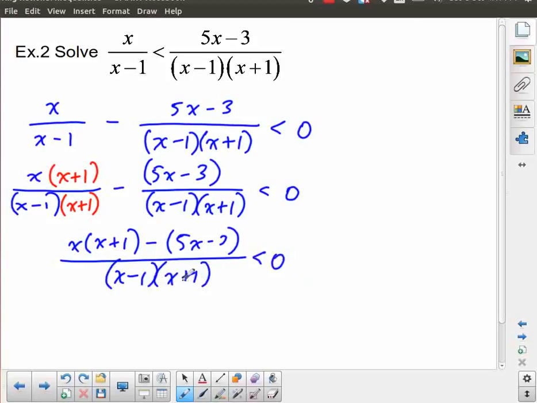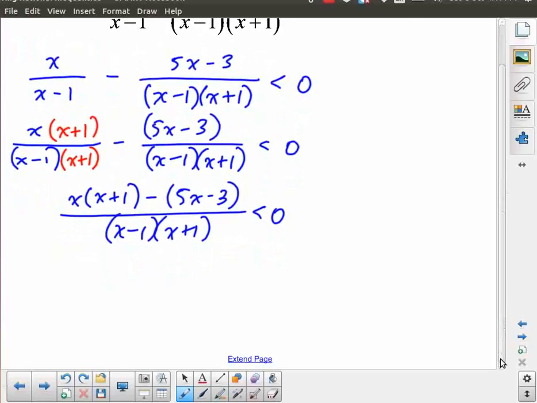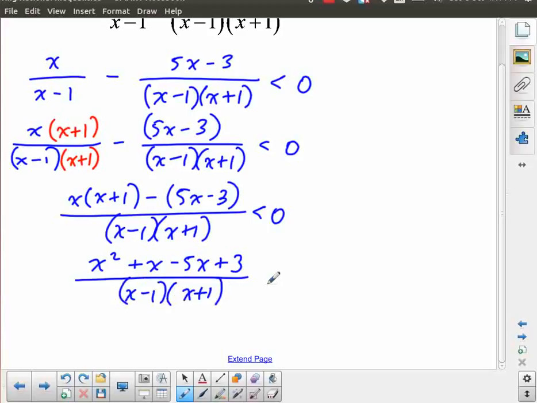Remember, we want factored form. A lot of students see this and their first instinct is to say, hey, that's a difference of squares, I know what to do there. We want this factored in the form that it's in right now, so we leave that alone. x times this whole factor, so x times x is x squared, x times 1 is plus x, and this becomes minus 5x, and negative of a negative becomes plus 3, over x minus 1 times x plus 1, and that's all less than 0.